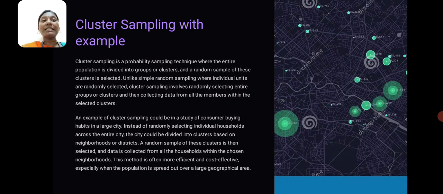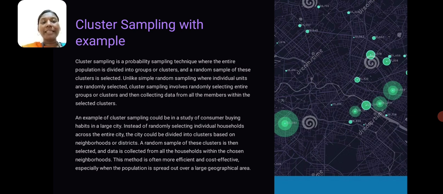Now, cluster sampling with example. Cluster sampling is a probability sampling technique where the entire population is divided into groups or clusters and a random sample of these clusters is selected. Unlike simple random sampling, where individual units are randomly selected, cluster sampling involves randomly selecting entire groups or clusters and then collecting data from all the members within the selected clusters.